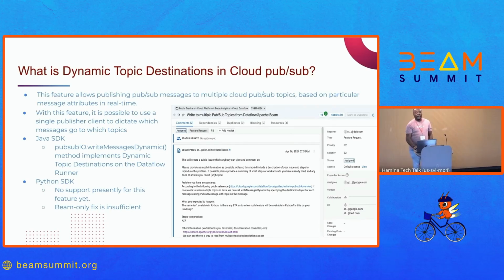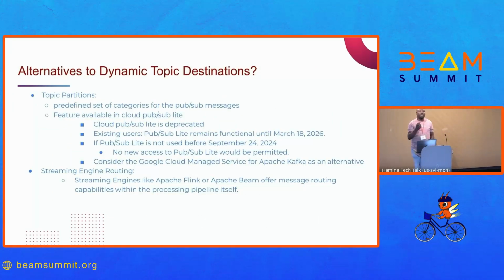So there are all the other alternatives that may be suitable for your use case, depending on what you're trying to do. For example, I touched on two of them here. There is a topic partition feature available on Cloud PubSub Lite, which has been deprecated, so you have to be mindful of that. It allows you to easily route messages if you have a predefined set of categories for your PubSub messages. But again, PubSub Lite has been deprecated, so you may have to start looking at other alternatives.